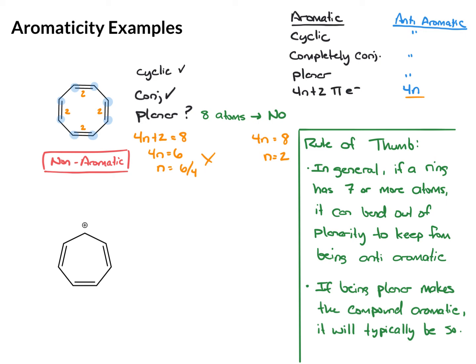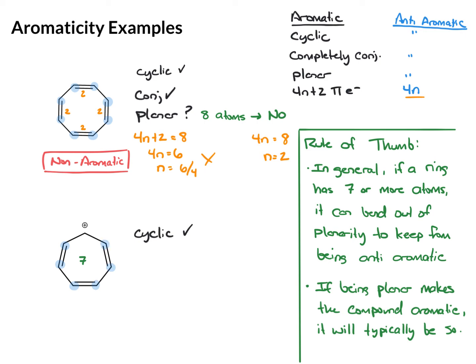So let's look at our second example here. So now we have a 7-membered ring. I'll just write a 7 on the inside here so we don't forget that. Let's go through our criteria. Cyclic. Yes, it is. Is it completely conjugated? Let's go through it. We have a p orbital everywhere you have a double bond.